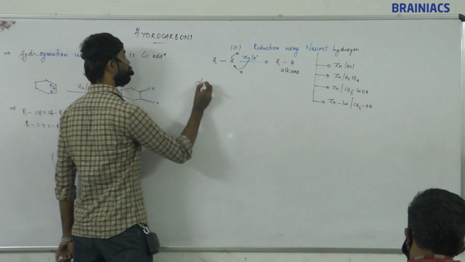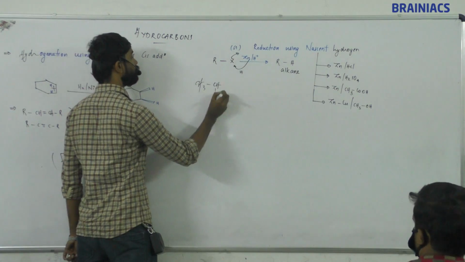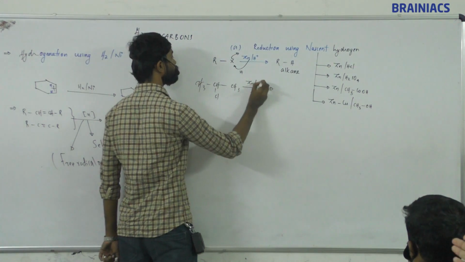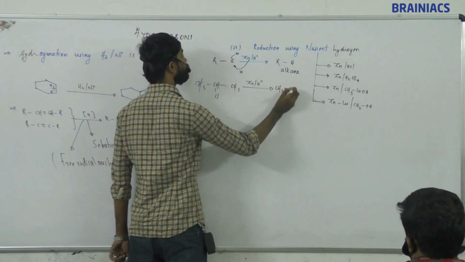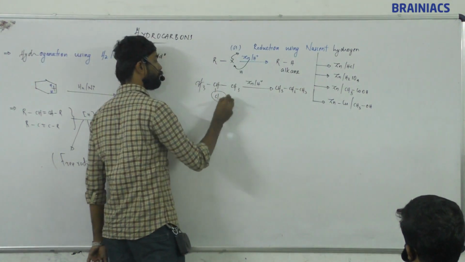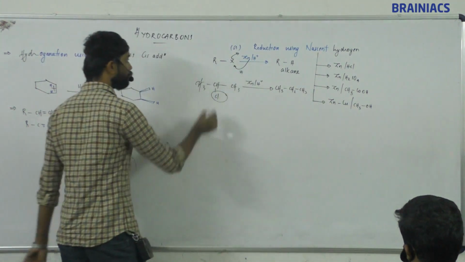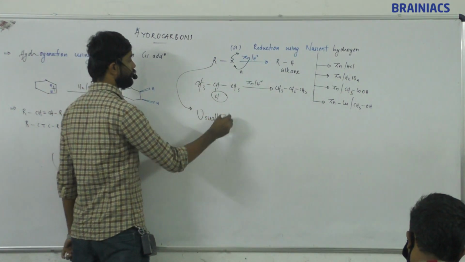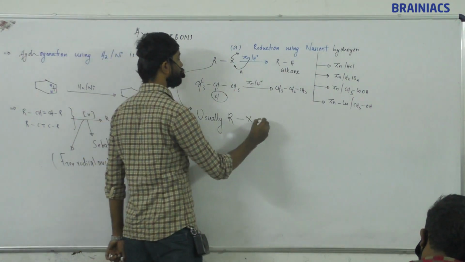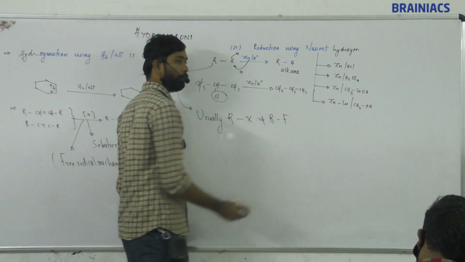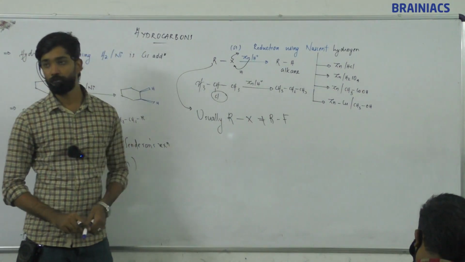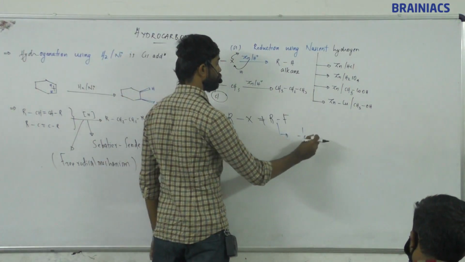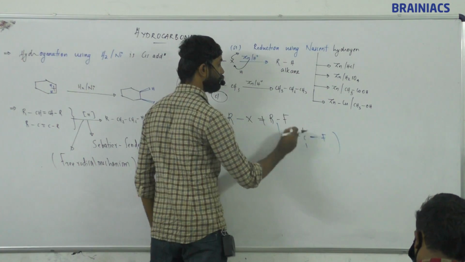Ready? If I have an example, CH3 CHCl CH3, which on reaction with zinc in H plus forms CH3 CH2 CH3, where chlorine is replaced by hydrogen. Okay? Usually RX is not equal to RF. Normally the alkyl halide does not belong to fluoroalkane. Why? It is much more difficult to cleave in fluoroalkane.